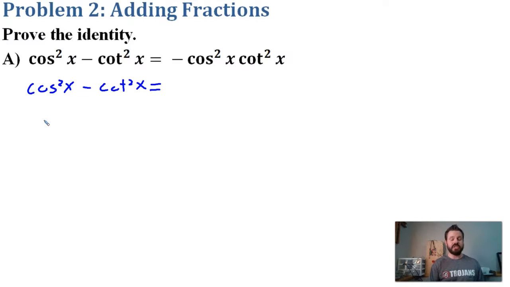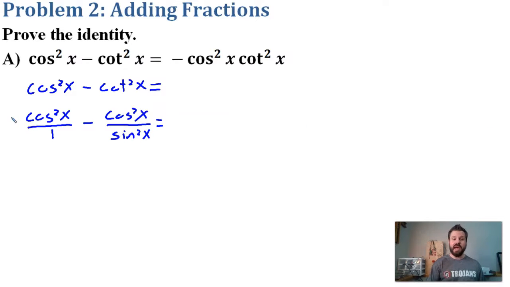And to get the fractions, I'm going to rewrite this in terms of sines and cosines. So we could say we have cosine squared x over 1 minus cotangent squared, which we could say is cosine squared x over sine squared x. Okay, now to put these together, I need a common denominator. So as a side step here, I'm going to multiply both sides of this left fraction by the sine squared, because that's what my denominator is missing.